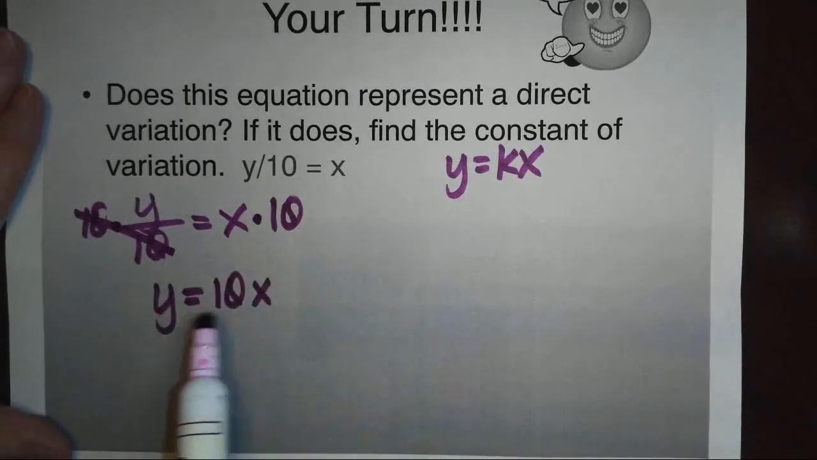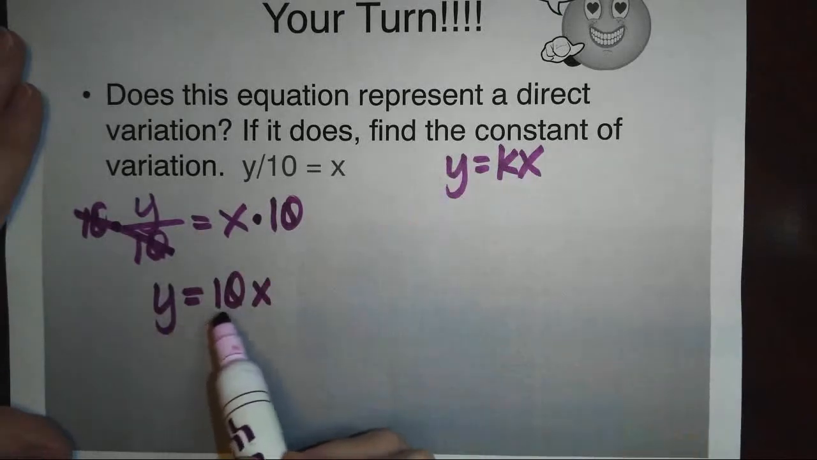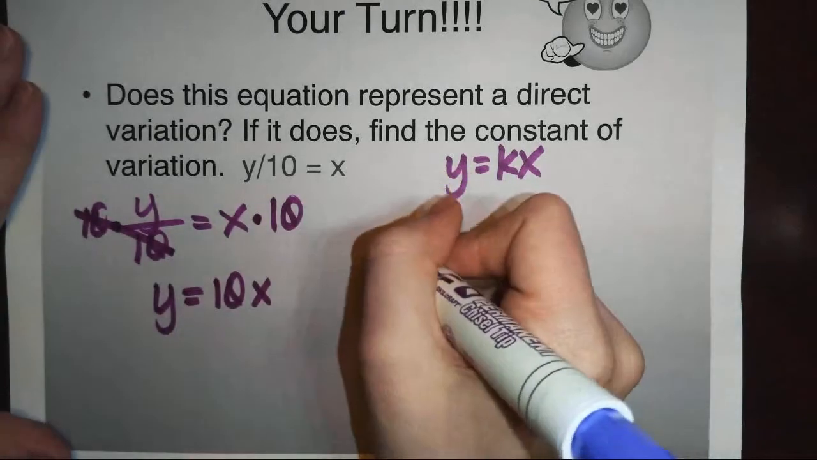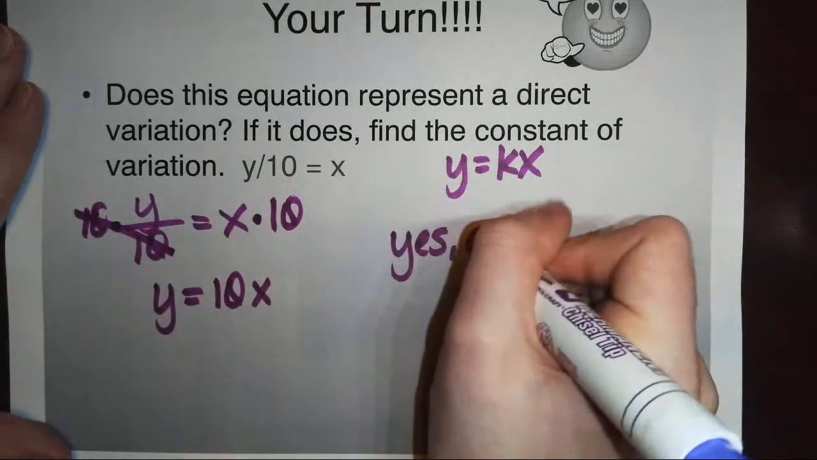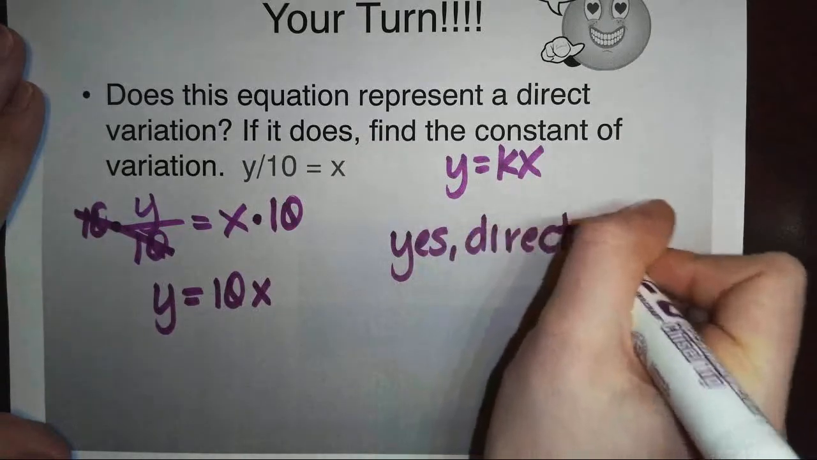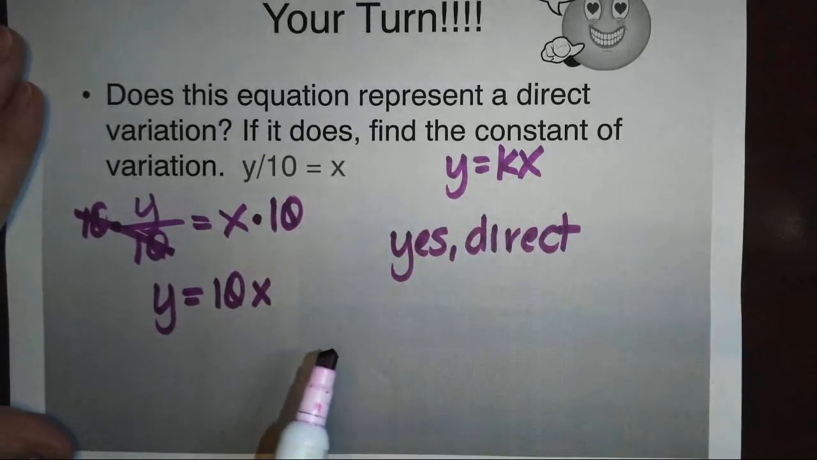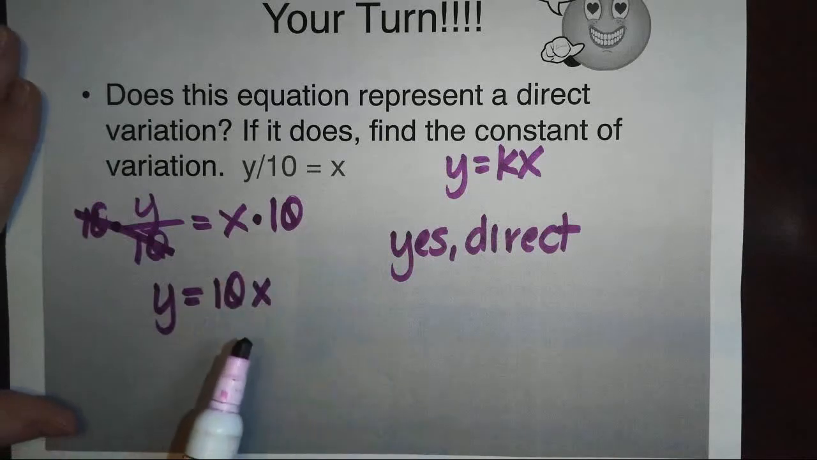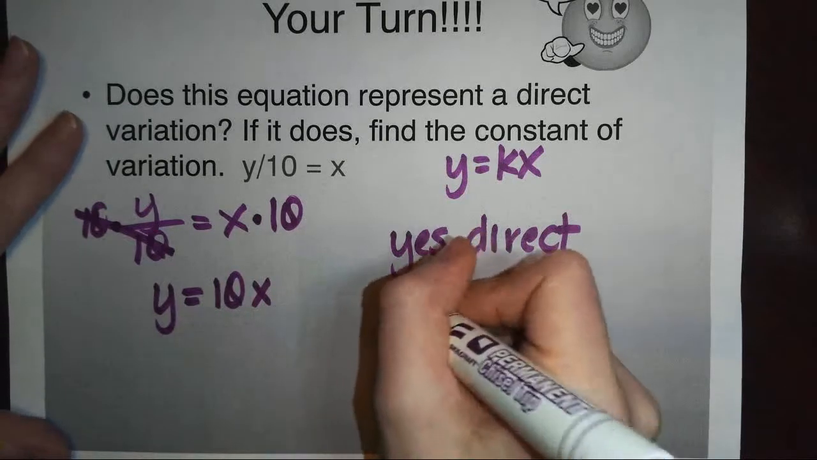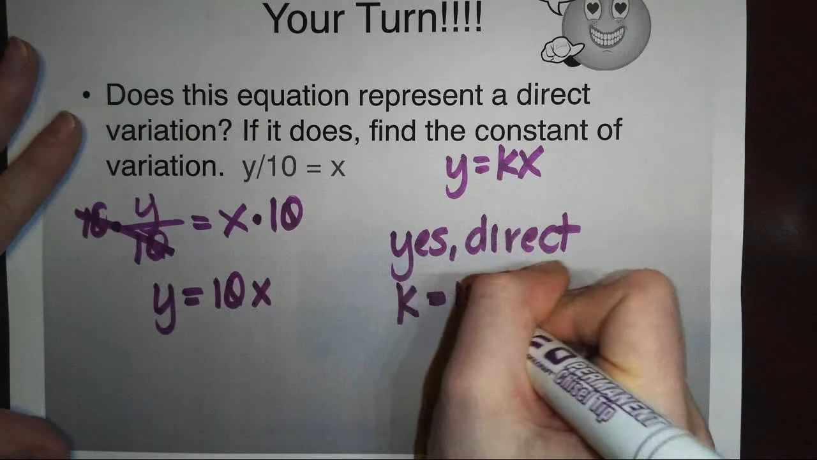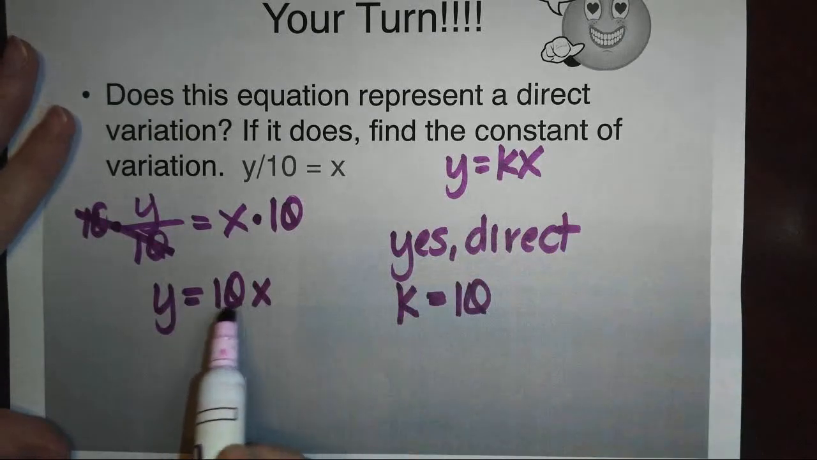Now since this equation is in this form, y equals some number times x, then it is a direct variation. And to find the constant of variation, we simply look at what number we are multiplying x by to get y, and k is 10 because we're multiplying x by 10.